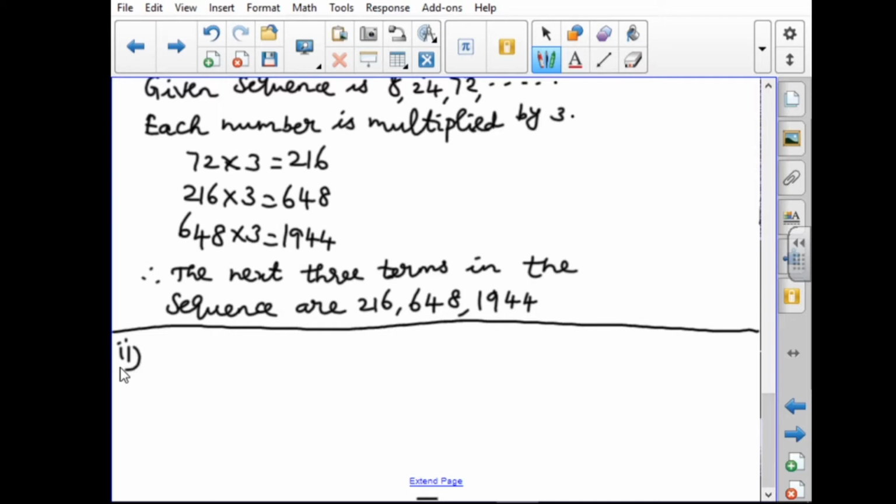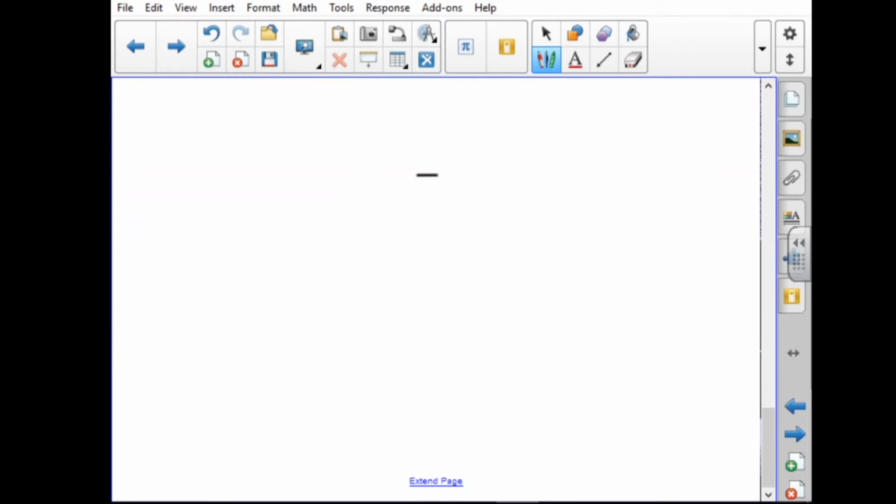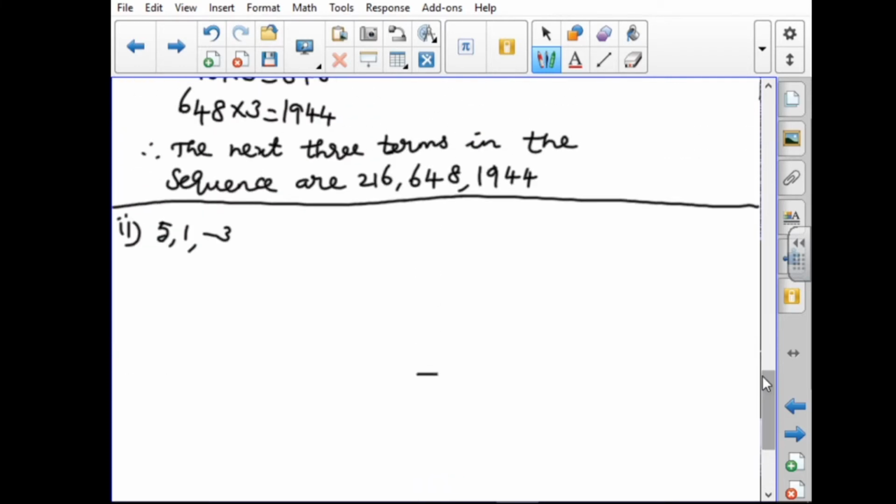The second sum they have given: 5, 1, minus 3. The same sentence you have to write like this. The given sequence is, put solution. Given sequence is 5 comma 1 comma minus 3. What to see here? Again I am telling how to think it and bring the answer. Then only we have to bring the correct answer.